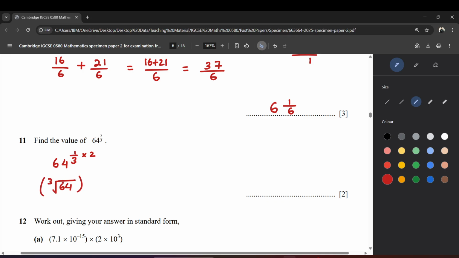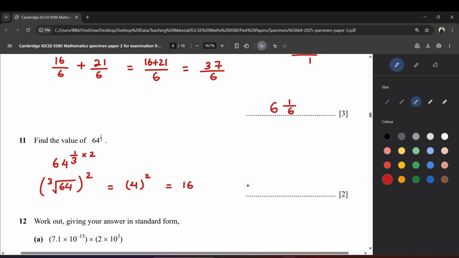And then whatever the answer is going to be, that will be squared because you still have a power of 2. So first I'm going to deal with this part. Anything to the power of 1 upon 3 is a cube root. Anything to the power of 1 upon 2 is a square root, and so on. Now the cube root of 64 is 4. So that will be 4. And then you take the square of this. So 4 squared is equal to 16.